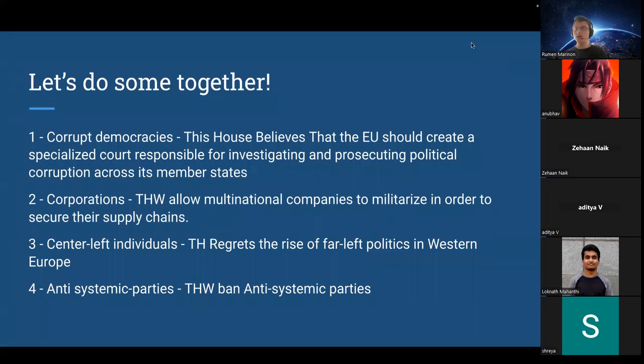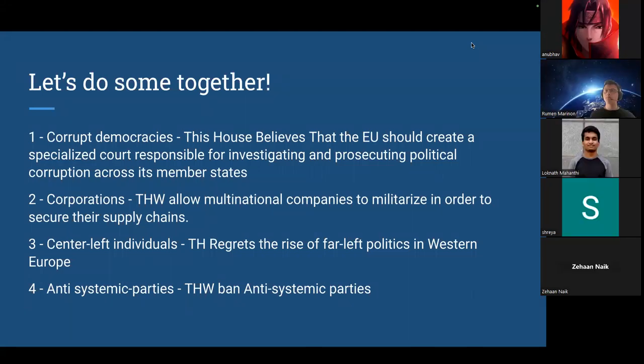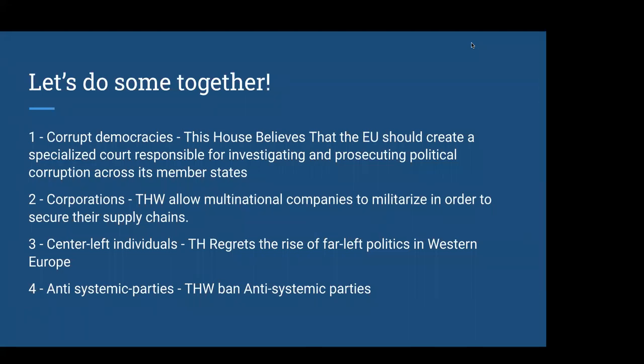Absolutely. But one thing here, the motion says this house regrets the rise of far left politics in Western Europe. So why were we talking about how center right or right individuals are more prominent? Why was that the characterization we focused on? We're not characterizing that. We are characterizing why center-left individuals will be alienated by this rise. Oh, understood. All right. Yes, that makes sense. Thank you.